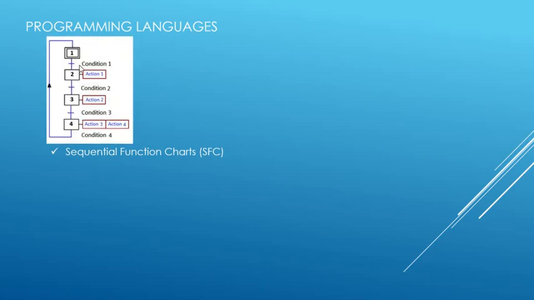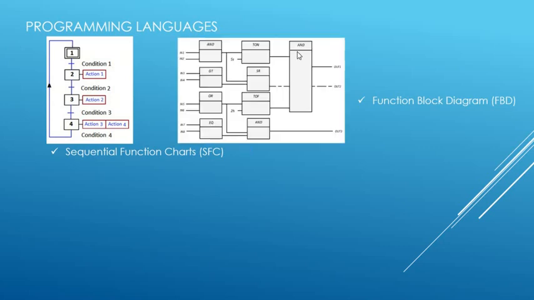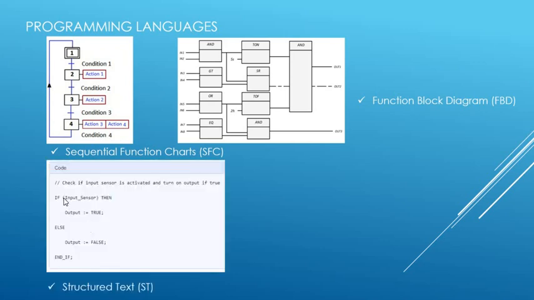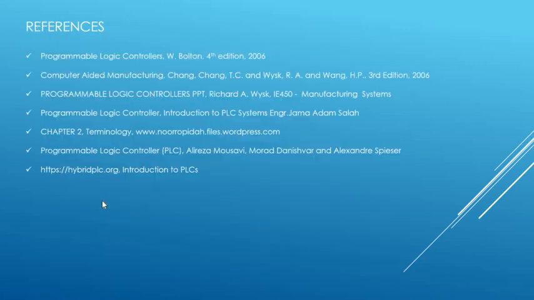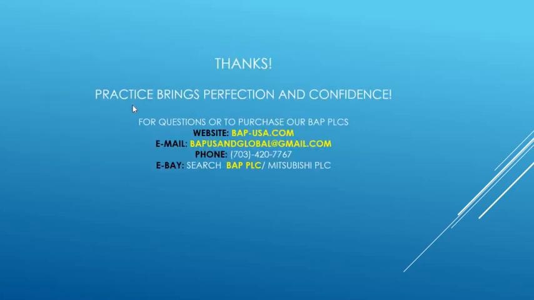In terms of sequential function chart, it is based on conditions. When this condition is met, you do this action. When this condition is met, you do this action. It is more graphical. The function block diagram is also graphical, but the structure is a little bit different from sequential function chart. Structured text is a program. It is like an if condition: if the input sensor is like that, then the output is true, or activate, else false. The same thing with instruction list, it is very similar to structured text, and this is programming or coding.